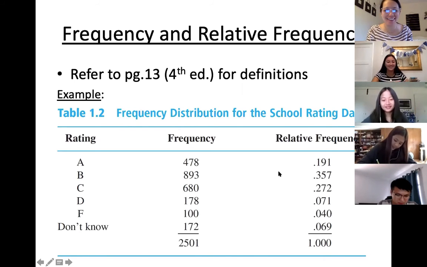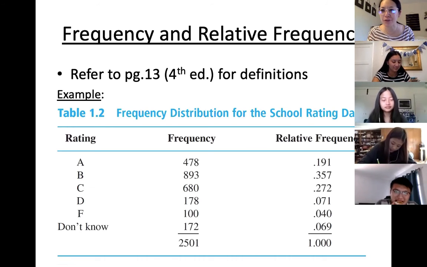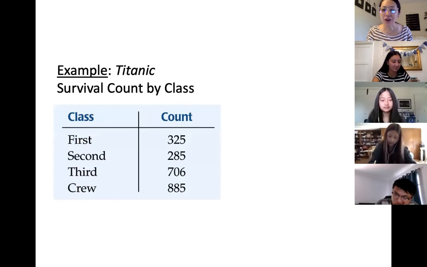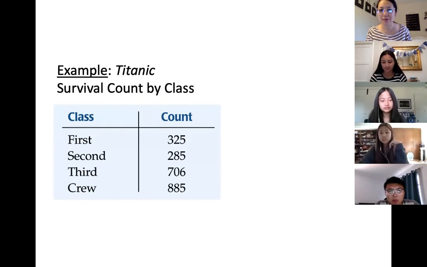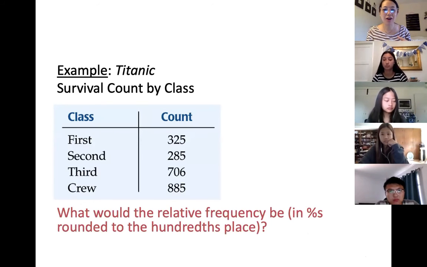That was funny. All right, sorry, I got distracted. Okay, so frequency counts, relative frequency, proportion, or percents. All right, so I'm gonna have you guys practice this. So this is the frequency for survival rates when it came to the Titanic. All right, so you got first class, second class, third, and crew. These are the counts, and I want you guys to go ahead and tell me what the relative frequencies would be. And I want you guys to put it in percents and round to the hundredths place.